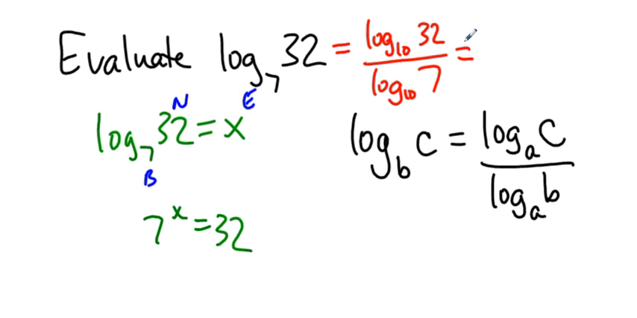And when I divide those two, I get approximately 1.78 to 3 significant figures. 1.78. And that makes sense because 7 to the first is 7, 7 to the second is 49, 32 is between those, 7 and 49, and so the log has to be between 1 and 2.